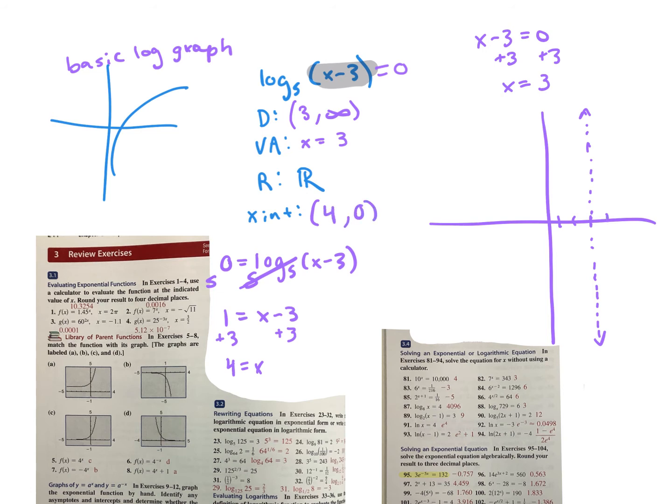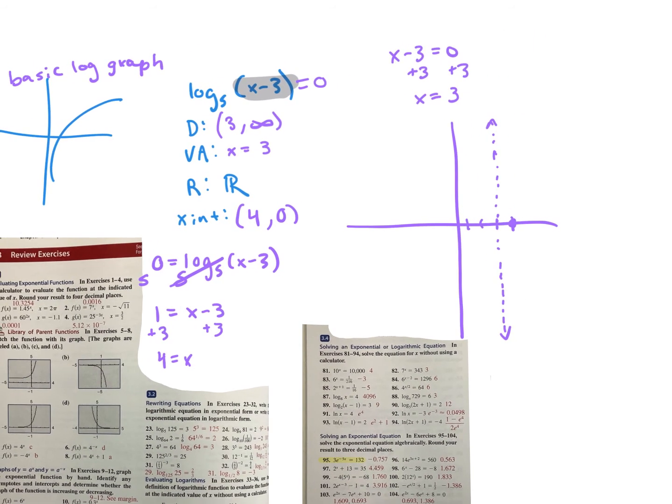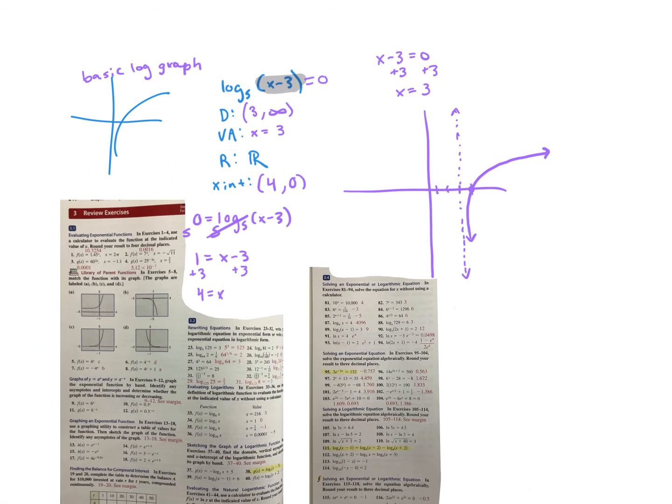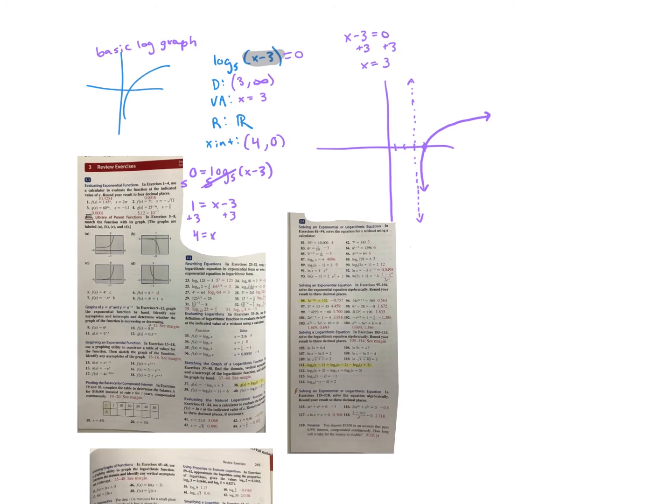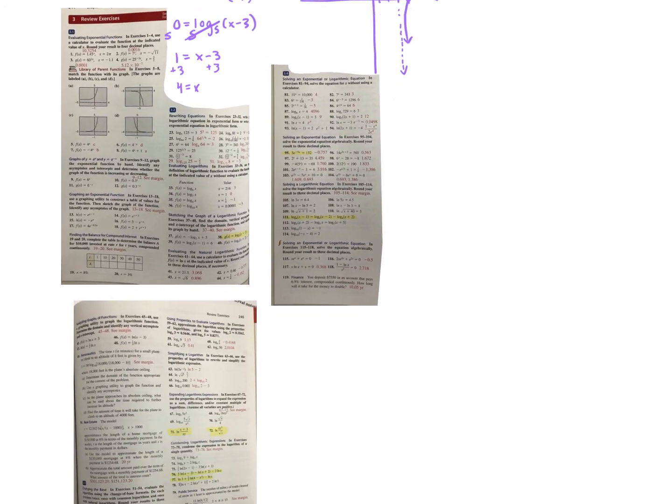So my graph here, I'm going to go to the right 4, put a point. And then I don't have any reflections or anything, so my graph here is going to have that basic log graph shape. So it's going to get close down here and then get farther away out here. So that's all you have to do to graph log functions. Next, I'm going to go down here, do some more expanding and condensing ones.